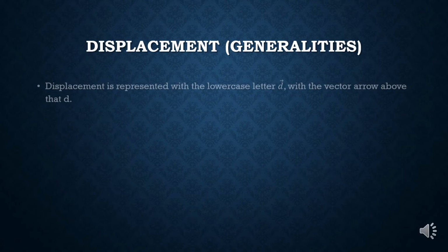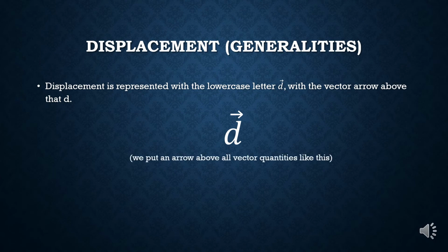To talk a little bit more about the generalities of displacement, it is represented with the lowercase letter d, just like distance, but since it's a vector, it additionally has a small arrow above that d, just like you see on the slide in front of you. We use this arrow to show it is not the same as distance, and it is rather a vector, something we do for all vectors in fact. Like distance though, displacement is measured in the SI unit meters.